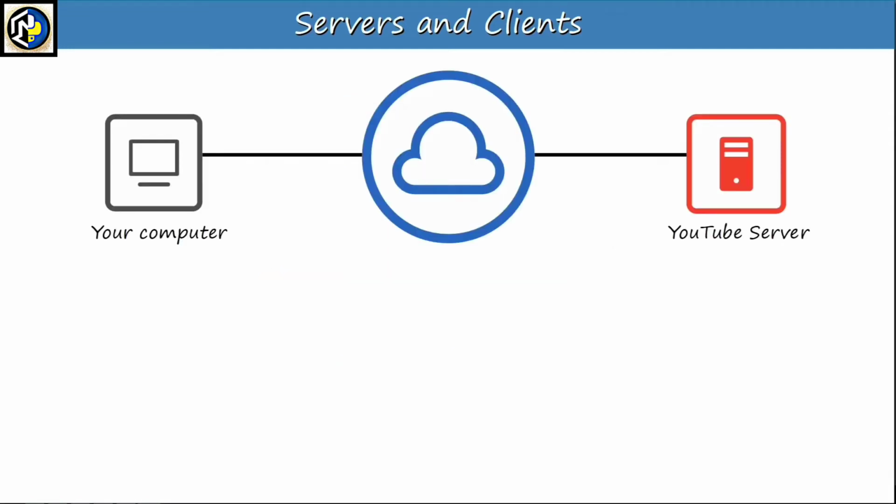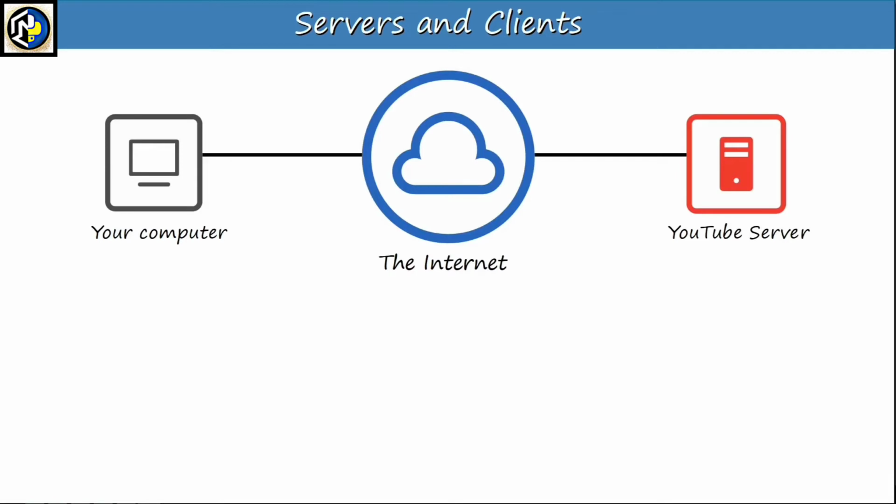Let's look at another example of a client-server relationship. On the left is your computer, or perhaps your smartphone, whatever you're using to watch this video. On the right is a YouTube server, which contains this video. What do you think the blue cloud in the middle represents? The answer is the internet.